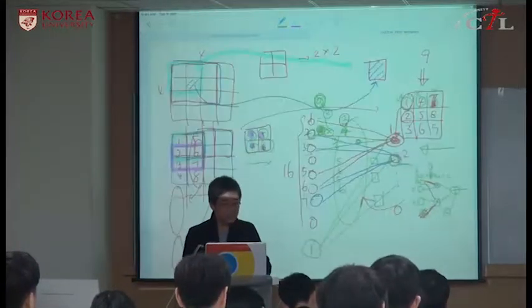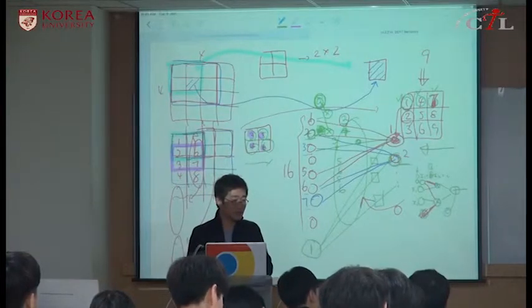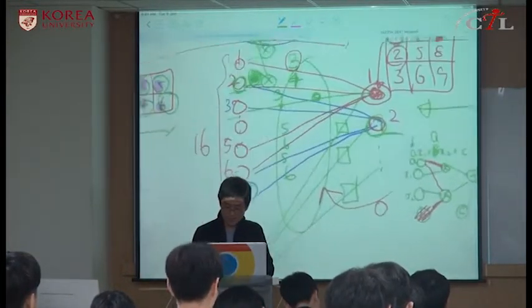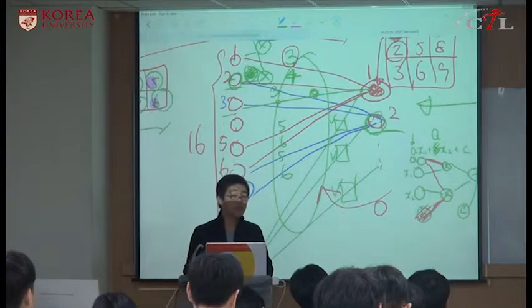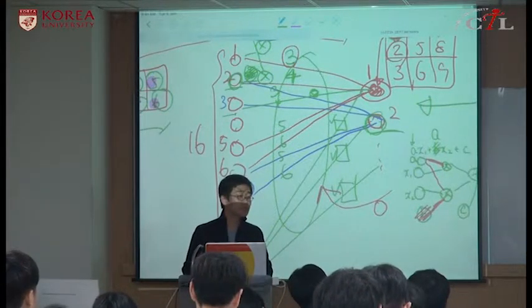But what about these convolutional neural nets or convolutional layers? All these weights are also shared as a single parameter. Okay?